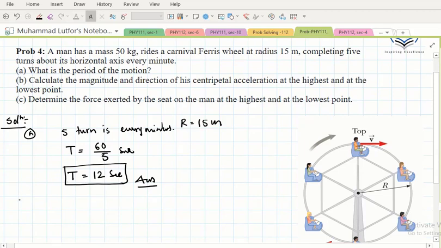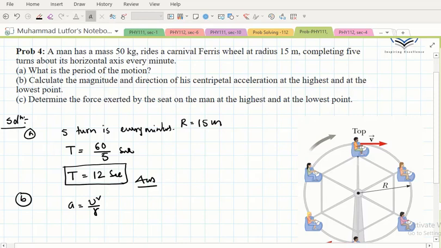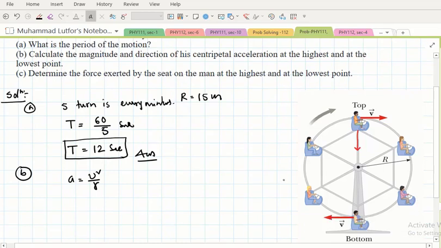Now for part B, we have to find the centripetal acceleration on that person. The centripetal acceleration a would be v squared over r, right? When the person is at the top, it would be directed towards the center, that means downward. When the person is at the bottom, the centripetal acceleration would be towards the center, that means upward, right? We find the direction in that way.